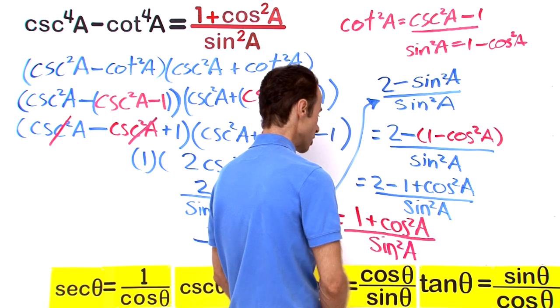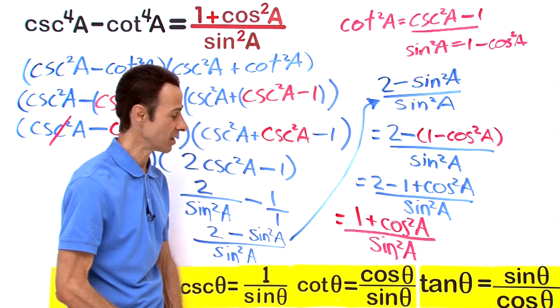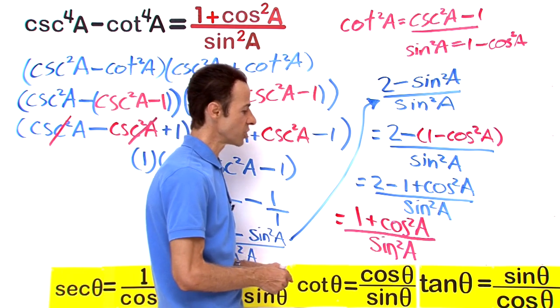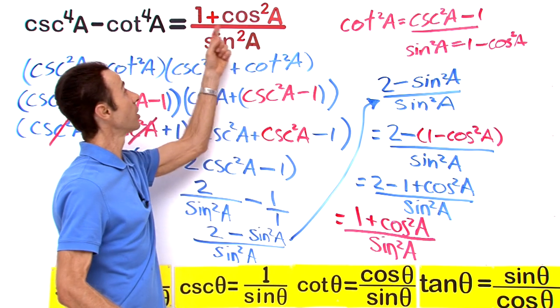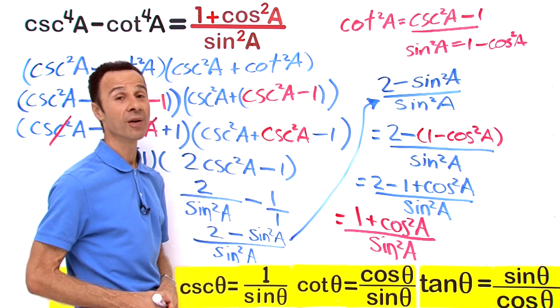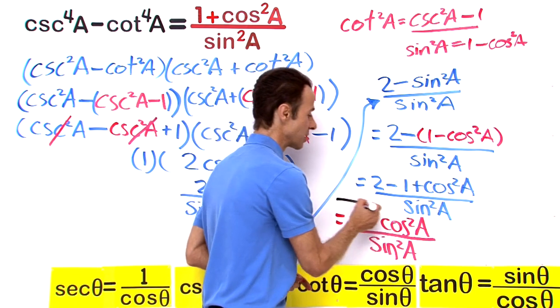And that looks like it's a match. Let's check it. 1 plus cosine squared a on sine squared. 1 plus cosine squared a all over sine squared. That is a match. Let me box it up.